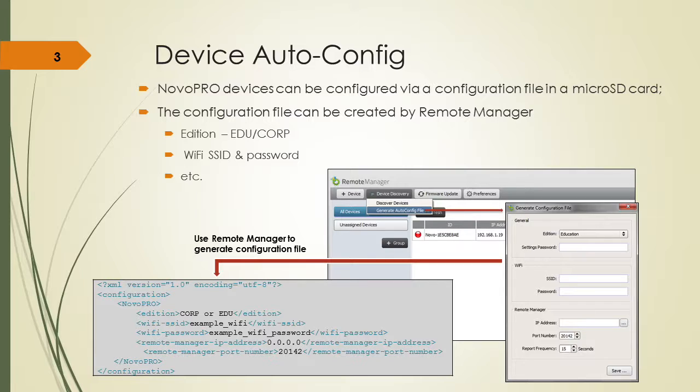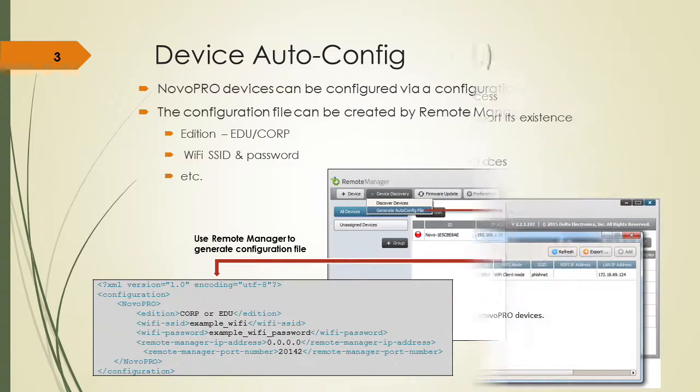The first step after installing Remote Manager at a static IP address on a server is to use Remote Manager to create an auto-configuration file to match your installation environment. This auto-configuration file will contain the information found in the window shown on the right, including Software Edition to select between education and corporate environments, Settings Password to prevent any unauthorized changes on each individual Novo Pro device, Wi-Fi SSID and password for connection to infrastructure as a client, and the IP address and port for Remote Manager access.